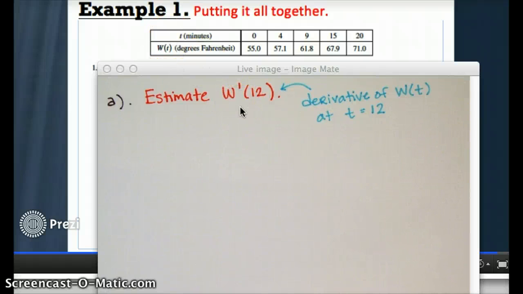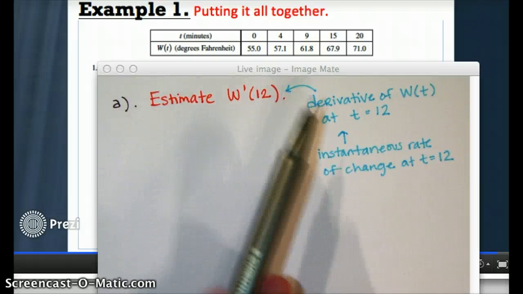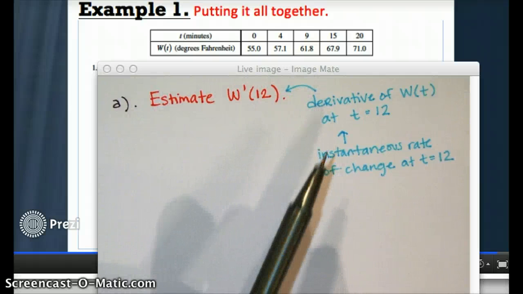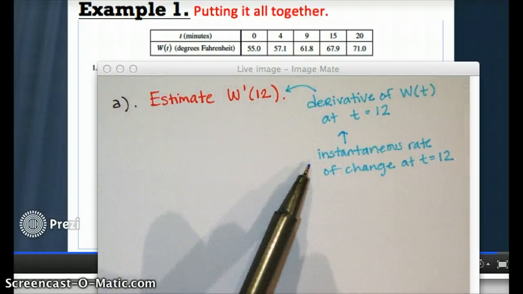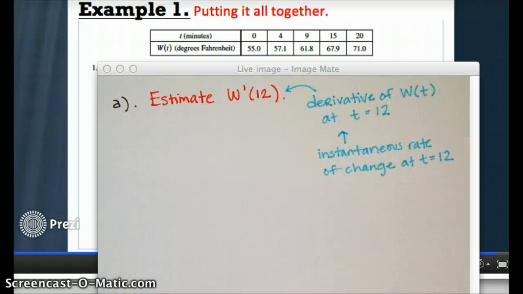Now, normally that's easy to find if we have an actual function, but we don't have an actual function, so I can't just take the derivative, which means there's some other connection I can make here. What else do you know about the meaning of the derivative at time 12? Precisely. Another way to understand what the derivative is to say it's the instantaneous rate of change. You could also have said it's the slope of a tangent line, if you like.